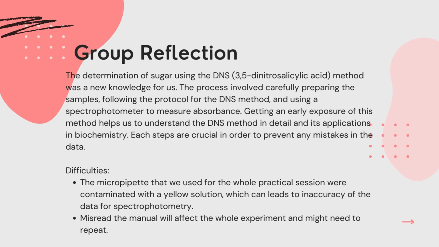For practical 3, the determination of sugar using the DNS method was new knowledge for us. The process involved carefully preparing the samples, following the protocol for the DNS method, and using a spectrophotometer to measure absorbance. Getting an early exposure to this method helps us to understand the DNS method in detail and its applications in biochemistry. Each step is crucial in order to prevent any mistakes in the data.